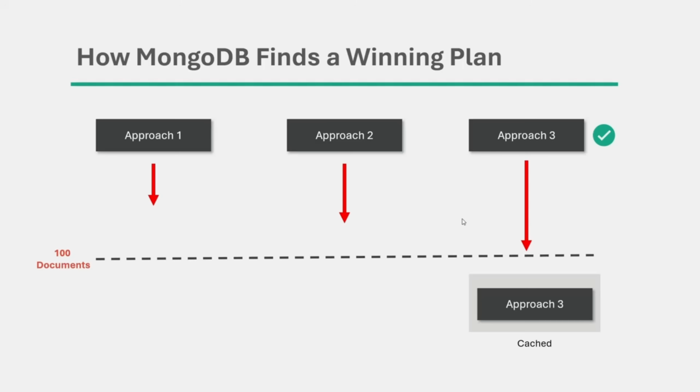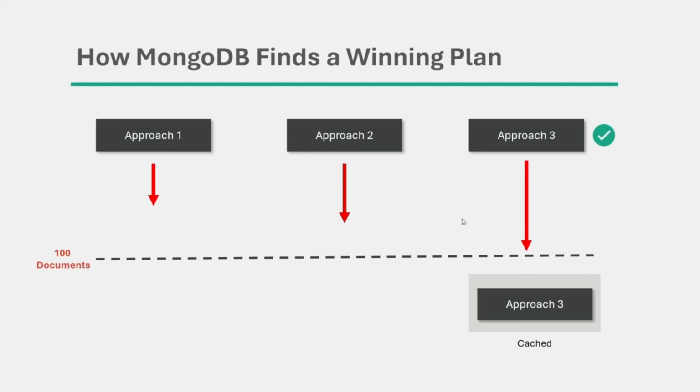Now, one more thing to remember here is that the cached winning plan will not be available forever. It can also get deleted. And once the cached winning plan is deleted, if you run the exact same query again, MongoDB will race different possible approaches for 100 documents. It will select the fastest approach and cache it again.